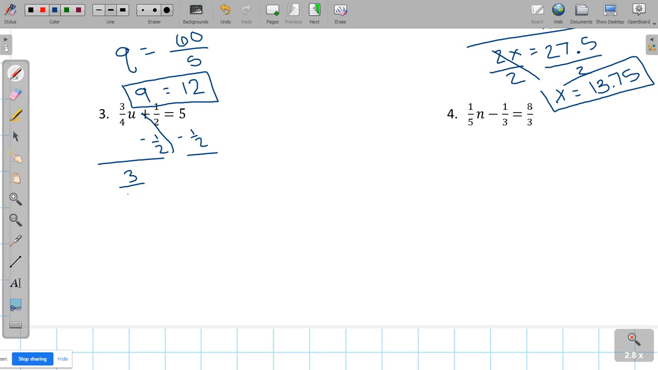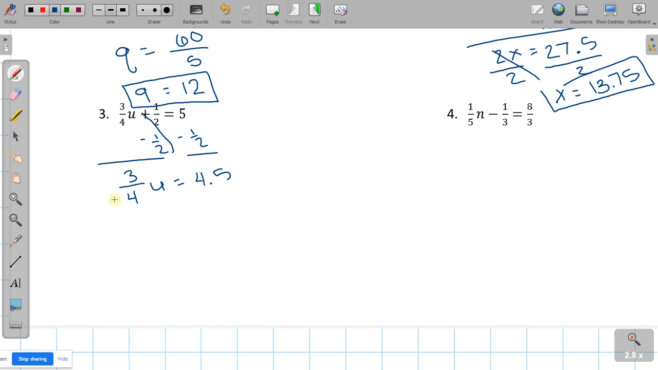Leaves us 3/4 u equaling 4.5. So we can divide 3/4 from both sides, but you can't divide by a fraction, so you have to multiply by the reciprocal. Or you can turn this into 2 steps. I like the 2 steps, it's a little easier to figure out and not get lost.